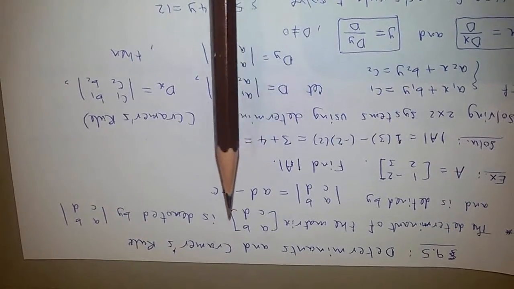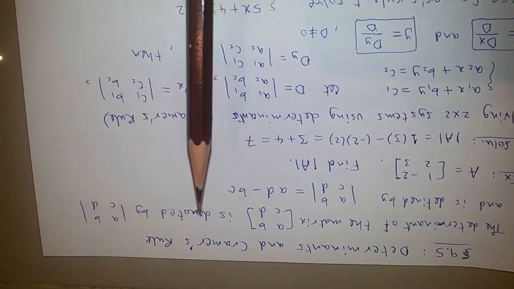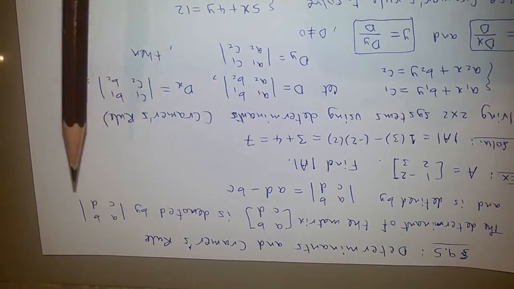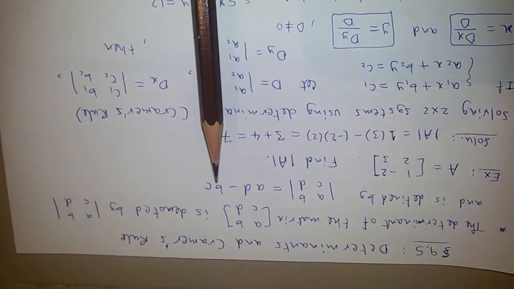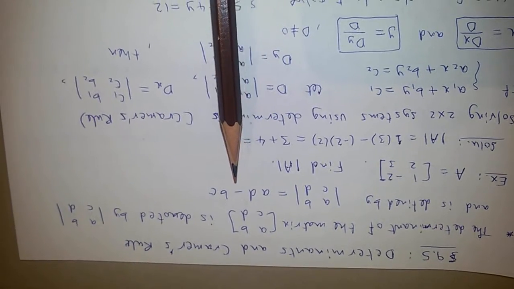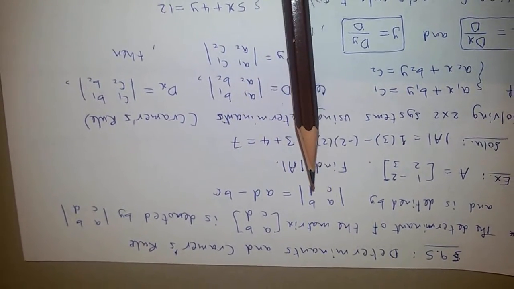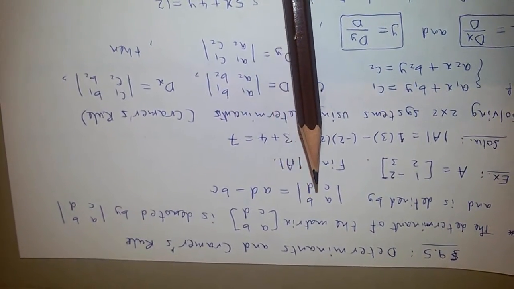If we have a 2 by 2 matrix like this, the determinant is denoted by two vertical bars like this, and it's defined as AD minus BC. So A times D minus B times C.